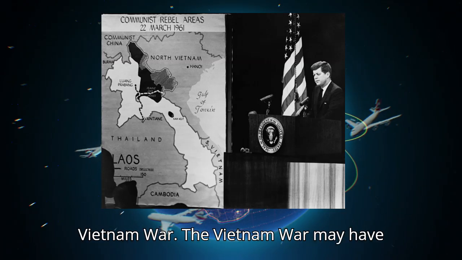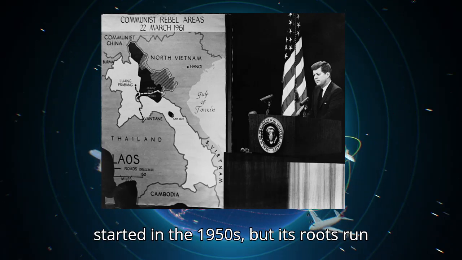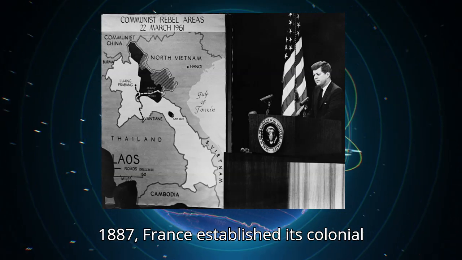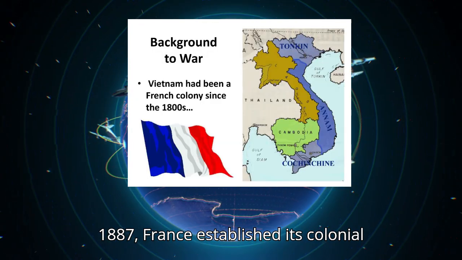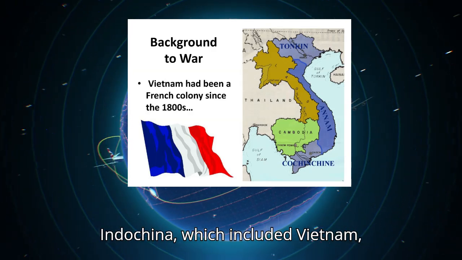The roots of the Vietnam War. The Vietnam War may have started in the 1950s, but its roots run deep into the late 19th century. In 1887, France established its colonial rule over a region called French Indochina, which included Vietnam, Cambodia, and Laos.